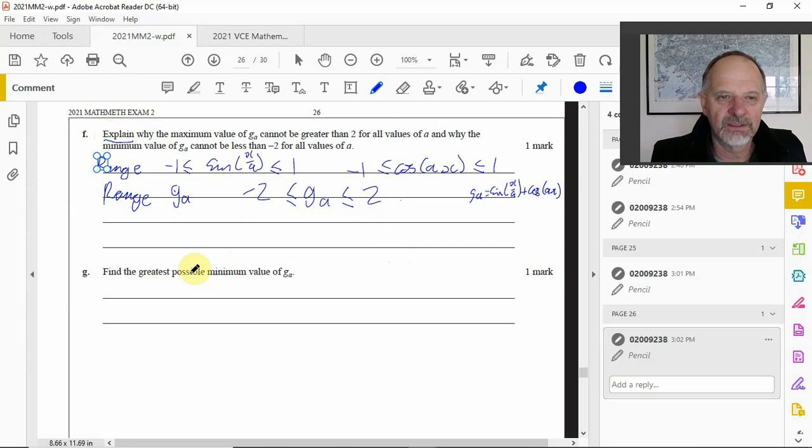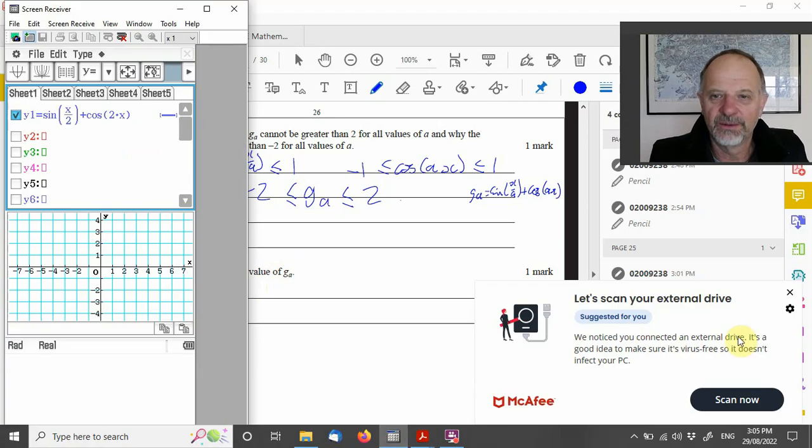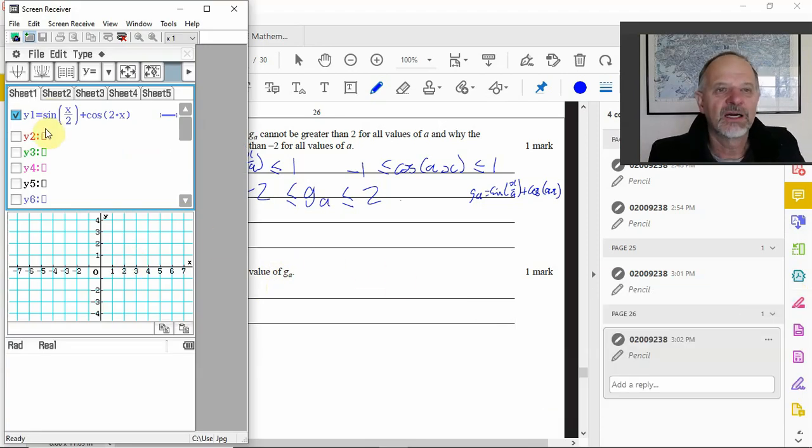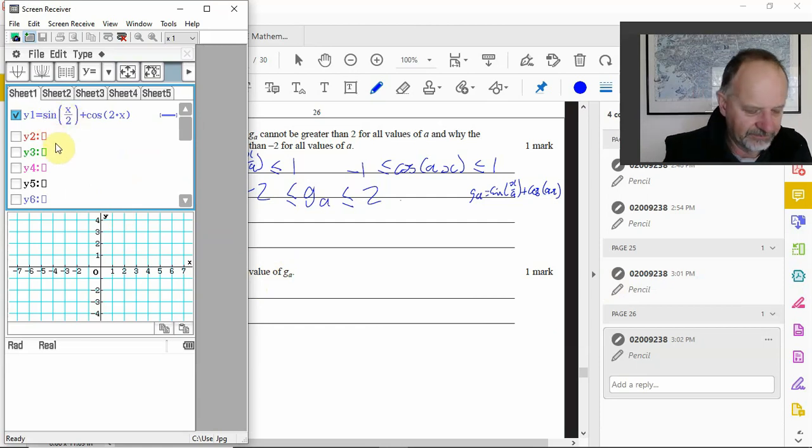Now, find the greatest possible minimum value of GA, the greatest possible minimum value. What you need to do with that is, well, the best way of doing it would be going to your calculator, which I'll show you here. On your calculator, you need to graph a few things. So this one we've done is when A is 2.